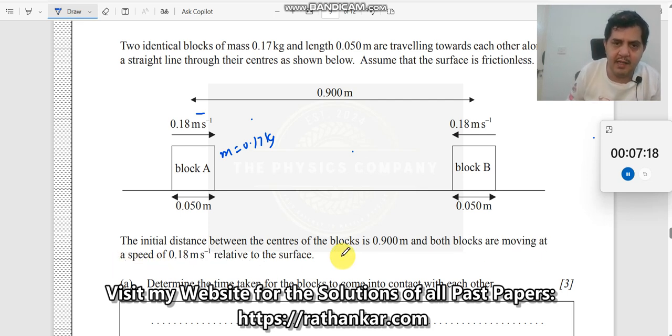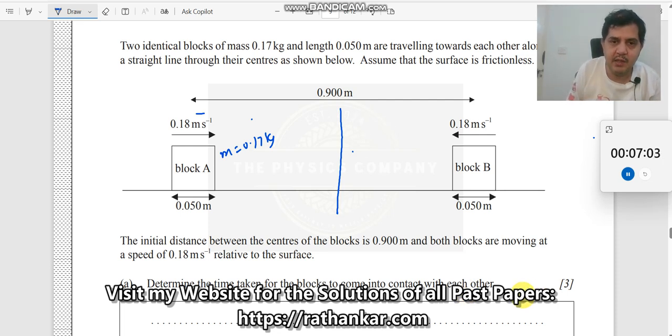What will happen? After some time they will collide. Where will they collide? They will collide exactly at the middle because both of them are moving at the same speed. So after some time they will collide here, right? Determine the time taken for the blocks to come into contact with each other.